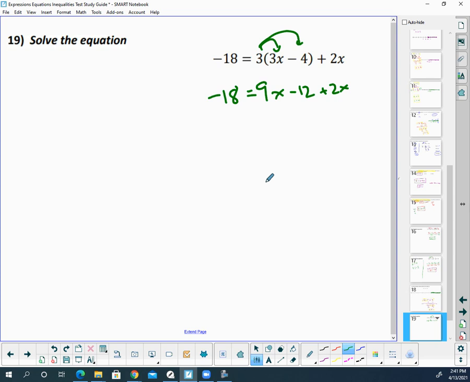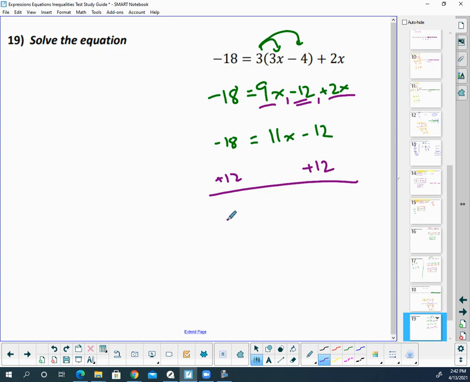On the right side here, I can combine like terms. So this is negative 18 equals, well, 9x and 2x together make 11x minus 12, right? For those who don't see, let me change it to a different color. 9x and positive 2x become 11x, leaving me with negative 12, which I just bring down. So negative 18 equals 11x minus 12. At this point, I want to continue to get the x isolated, so I'm going to add 12 to both sides. Negative 18 plus 12 is negative 6 equals 11x.